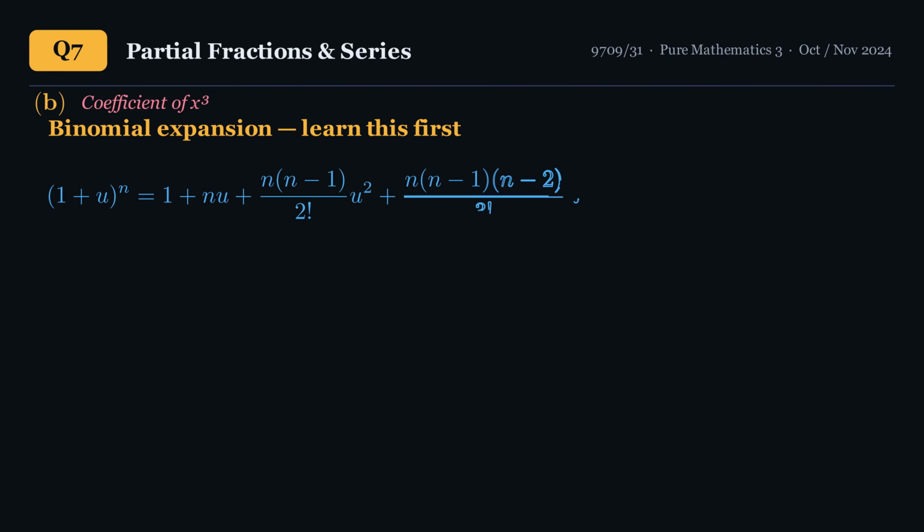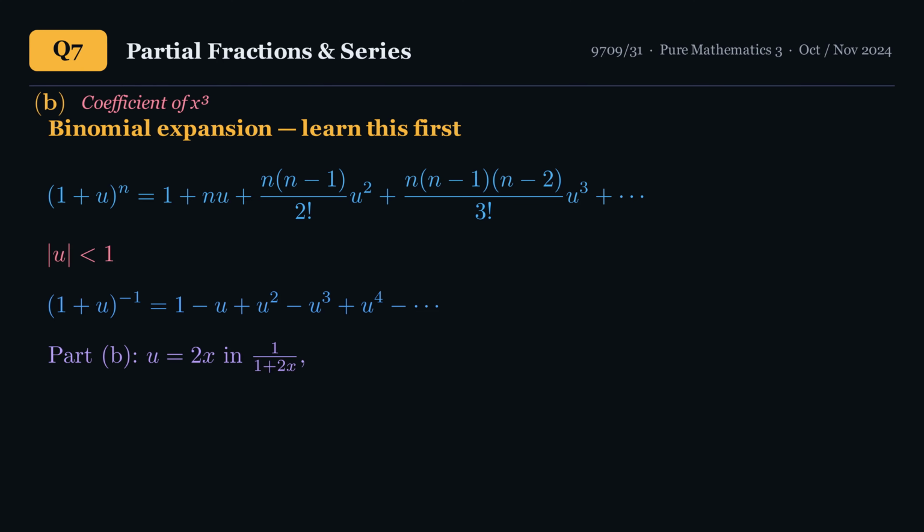Before we expand anything, learn the binomial formula. 1 plus u to the power n equals 1, plus nu, plus n(n minus 1) over 2 u squared, and so on. The size of u must be less than 1. When n equals minus 1 you get alternating signs, 1 minus u plus u squared minus u cubed, continuing. In the first fraction use u equals 2x. In the second fraction use u equals x squared over 2.